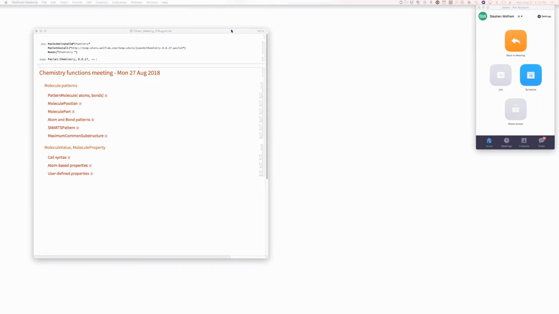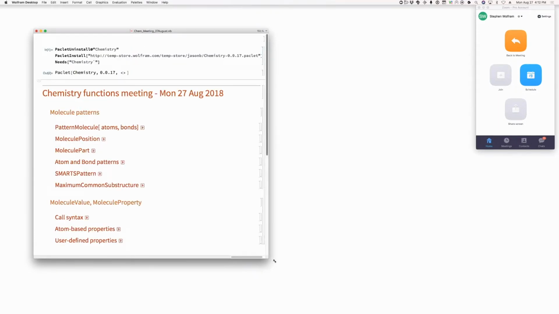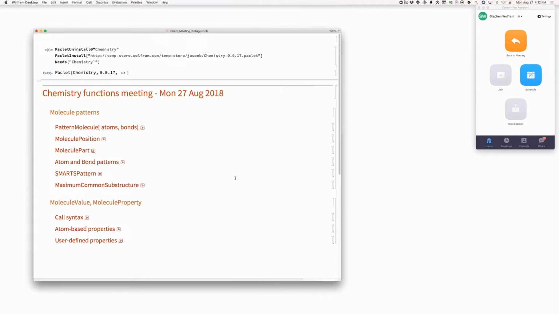Okay, for people who are joining this live stream, this is another episode in our long-running effort to design chemical computation functionality for the upcoming version of Wolfram Language.